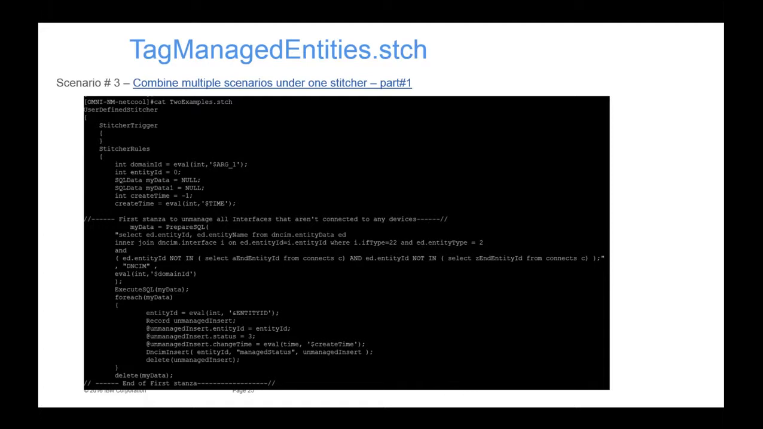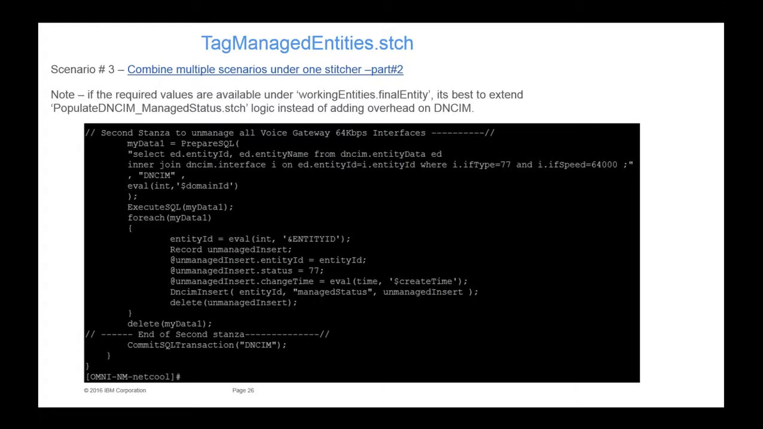So let's say you have multiple scenarios, and they may overlap, they may not overlap. You can have your own stitcher, and that's what I would recommend. You can have your own custom stitcher and combine all your scenarios under that one stitcher. This is an example where the first section is about unmanaging all interfaces that aren't connected to any devices. Then the second section says unmanage all voice gateway 64 kbps interfaces. If you look at this specific example, the logic I use there is IF type equal to 77, IF speed equal to 64,000.